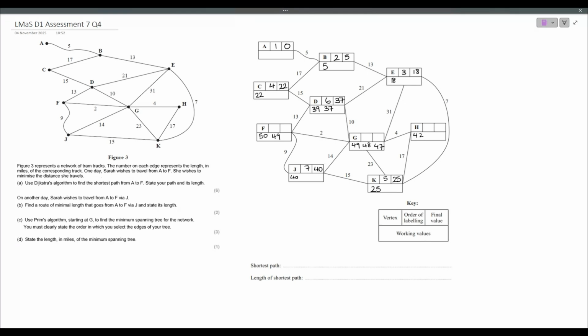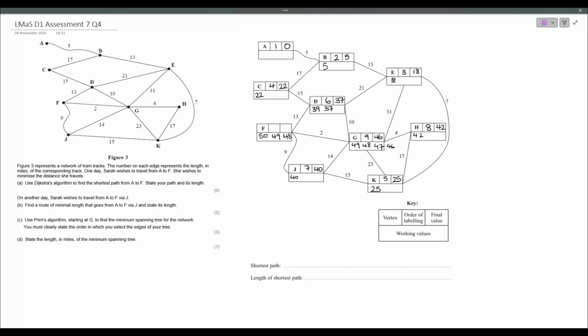I'm going to visit the vertex with the next smallest working value. That's H. I'm going to visit H 8th with final value 42. And I'm going to update the working values of the vertices around H. 42 plus 4 is 46. I'm going to visit the vertex with the next smallest working value, and that's G. I'm visiting G 9th, and it's got final value 46. I'm going to update the working values around G. 46 plus 2 is 48.